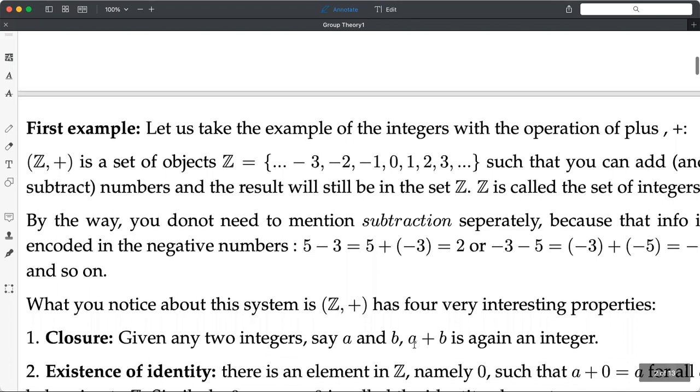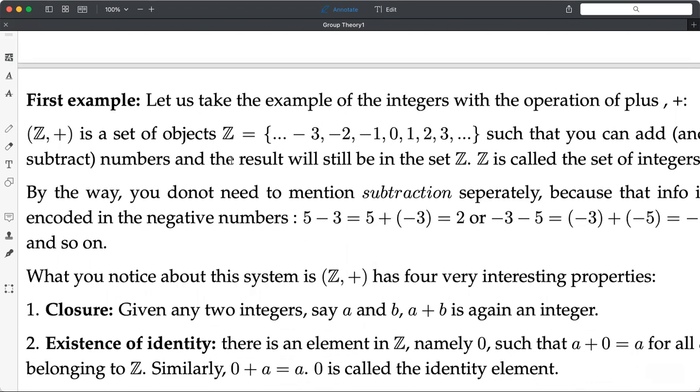So we start with a very simple example of a group. You all must have heard about the integers 0, plus minus 1, plus minus 2, plus minus 3 and so on. So it's an infinite set and you can add integers and the result will still be in the set Z, right? We need not mention subtraction separately because the negative numbers are already there. So 5 plus minus 3 is 5 minus 3. You needn't mention subtraction because plus is there and the negative numbers are there.